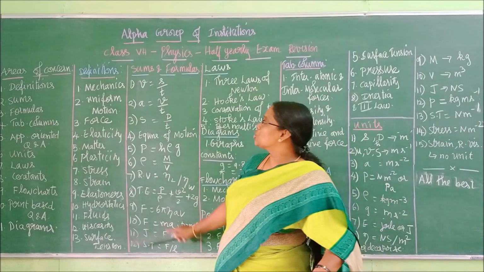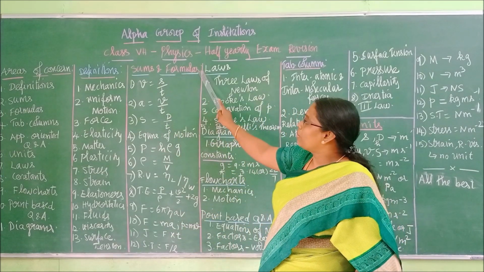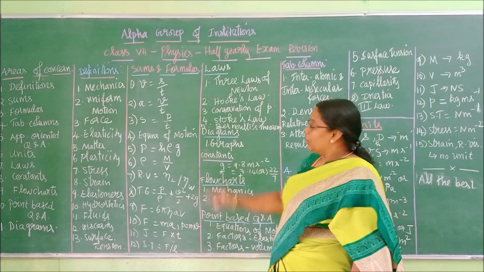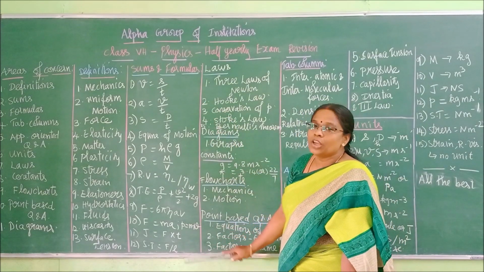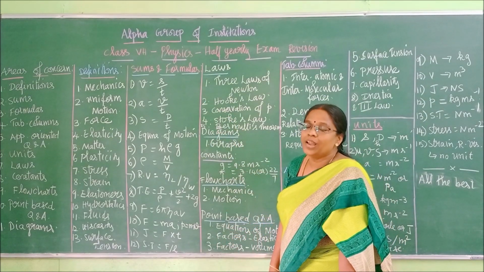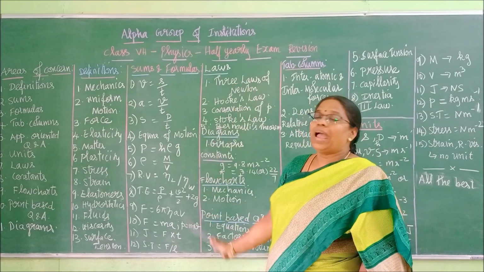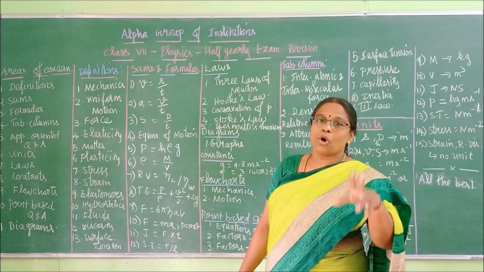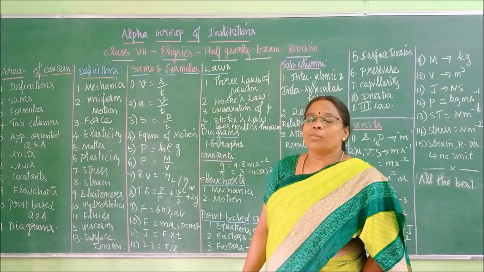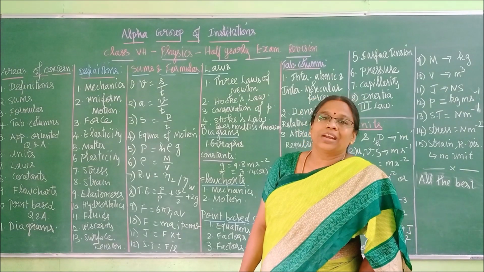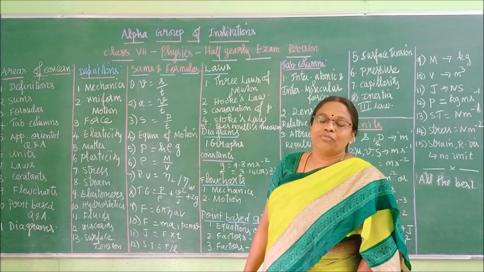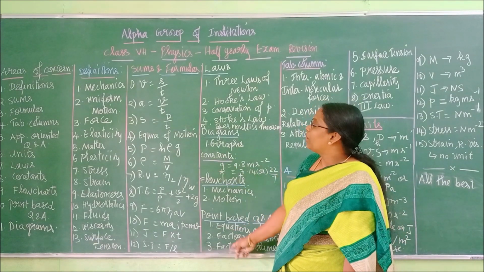Okay? So definitions are over. Sums and formulas I have combined together. Based on these formulas only you are going to get the sums. Right? So first pause the video now, look at the board, zoom the board and write all the formulas and practice each formula at least 5 times. So what are the formulas?